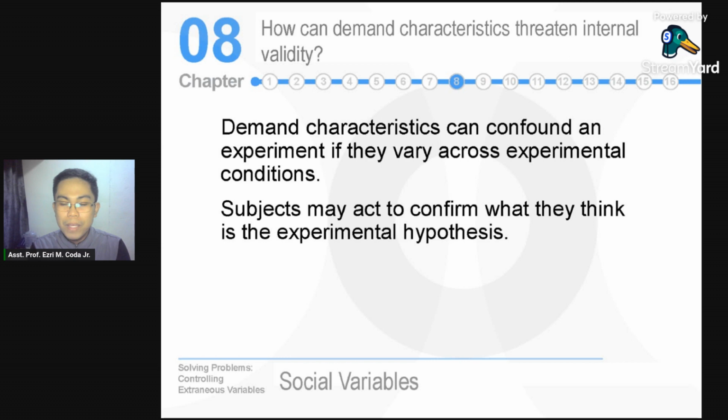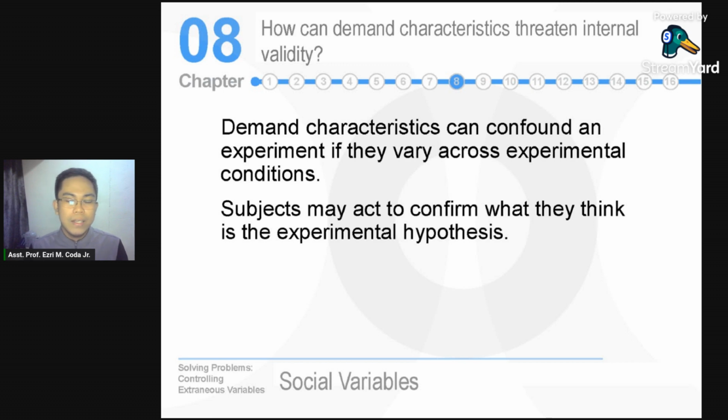Kasi kapag iba-iba yung mga demand characteristics in this particular treatment condition at iba naman dito, so it affects the performance. Especially if grupo yan sila, no? So subjects may act to confirm what they think is the experimental hypothesis.